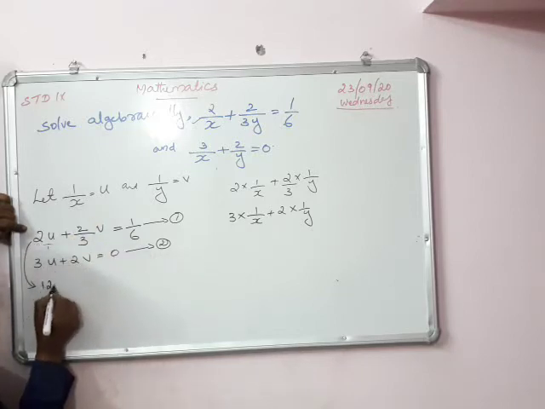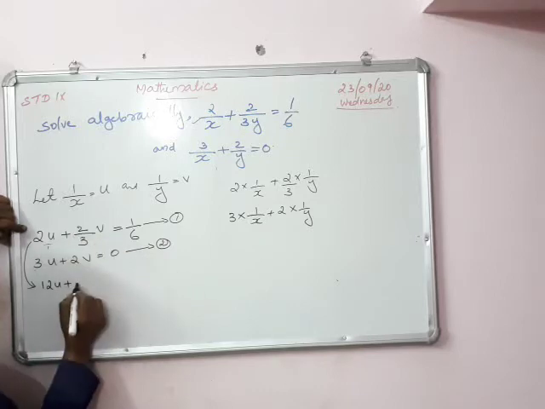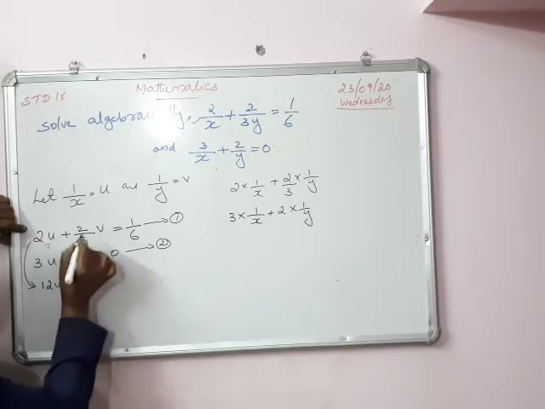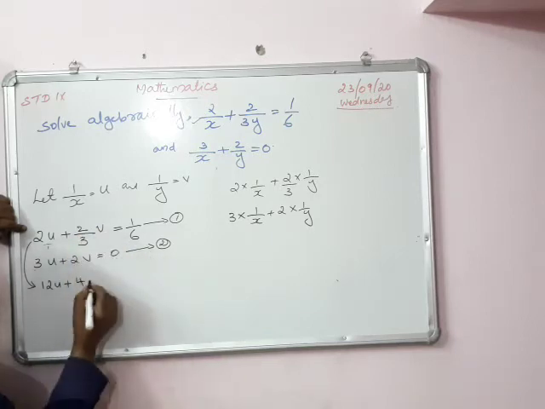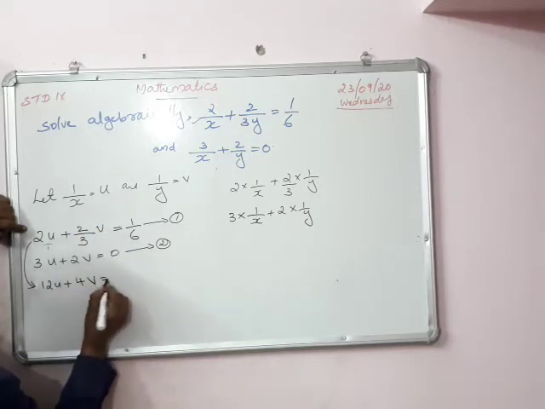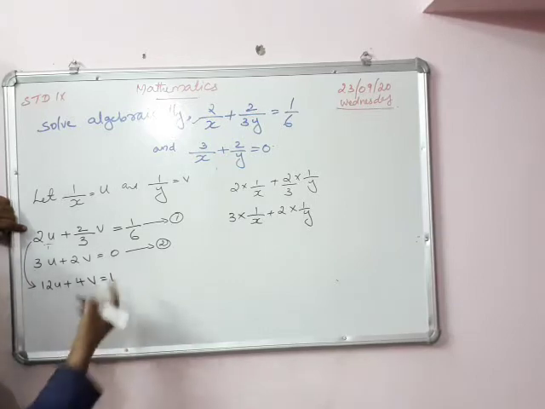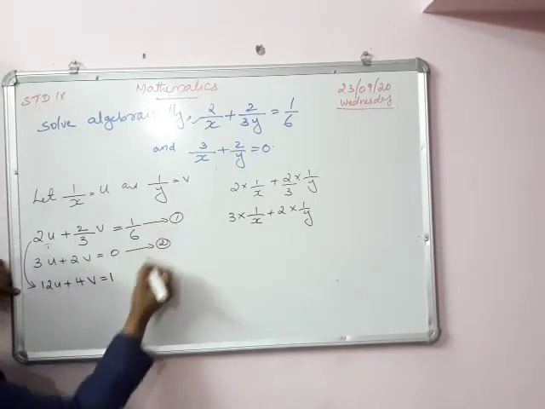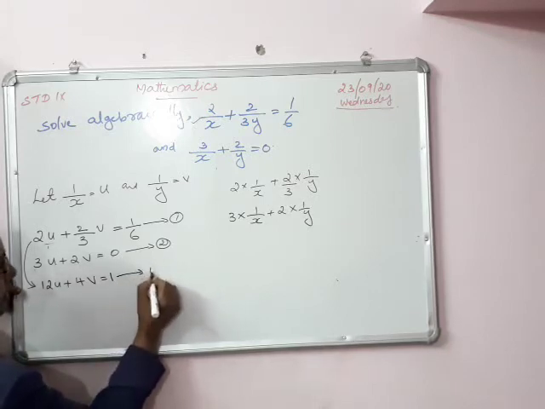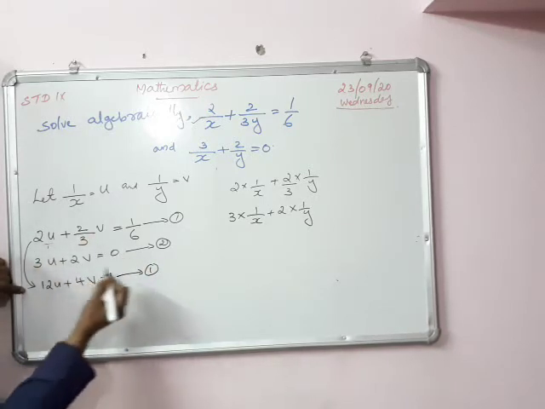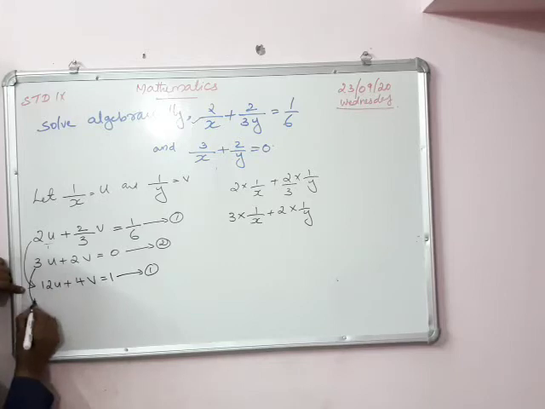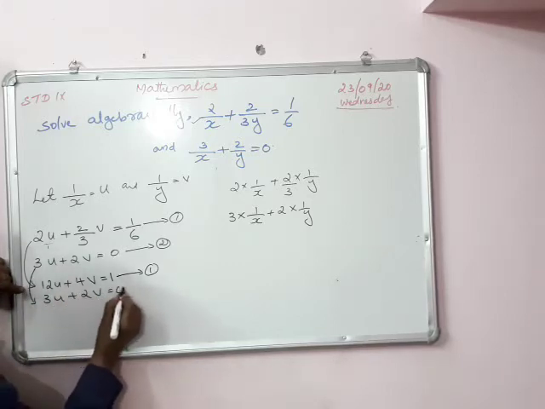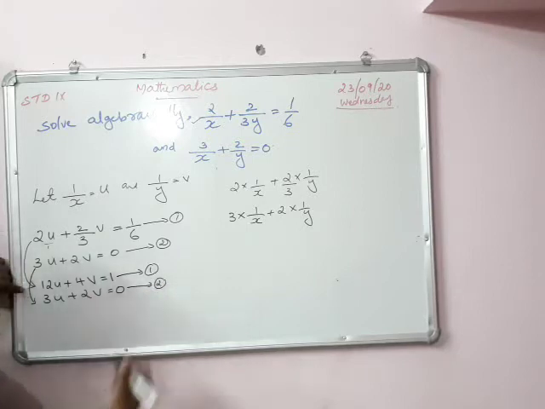Then 12u plus 4v. Multiplying with 6, the 6 and 3 cancel: 3 twos are 6, 2 twos are 4, so 4v is equal to 1. The 6 into 6 cancel. That is equation number 1, now converted to this form. There is no change in the value. Then the second one, 3u plus 2v is equal to 0, that is equation number 2.